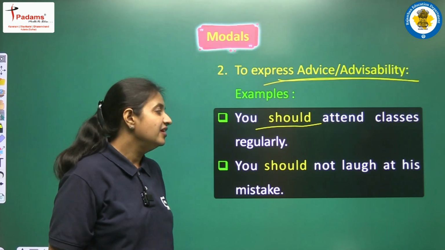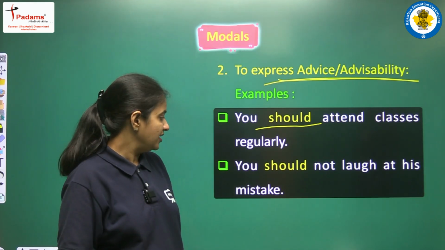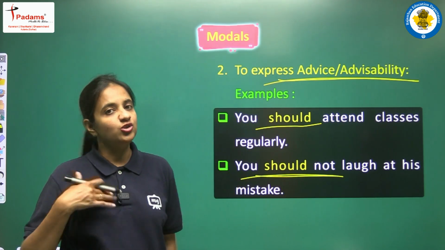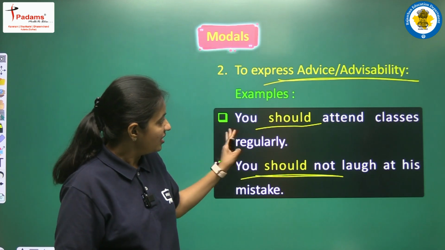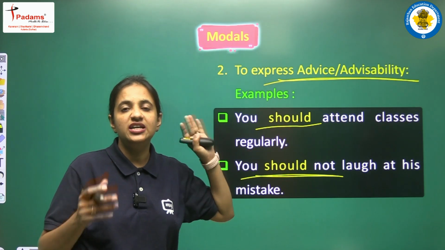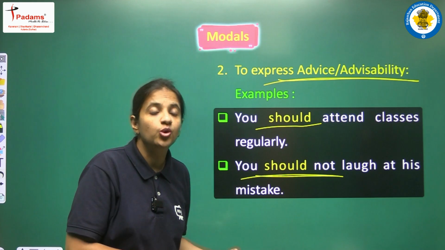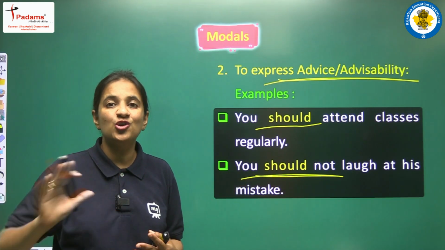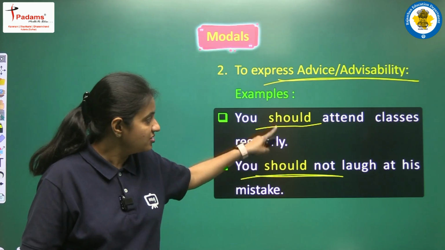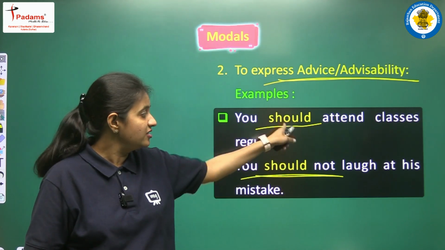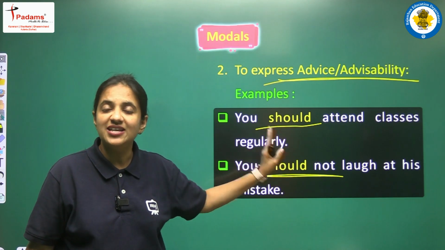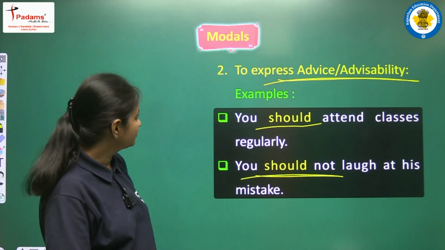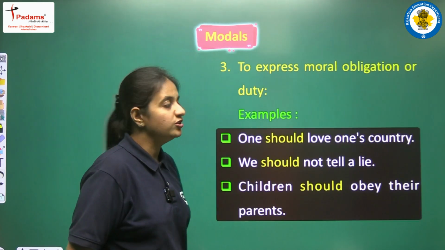One more example: You should not laugh at his mistake. So yes, we can use should in a negative form also to give advice. Whenever we are trying to say the things that you should do, and when we are trying to say the things that you should not do, in both ways we can use should, in positive sentences and in negative sentences, to give our advice. Okay.